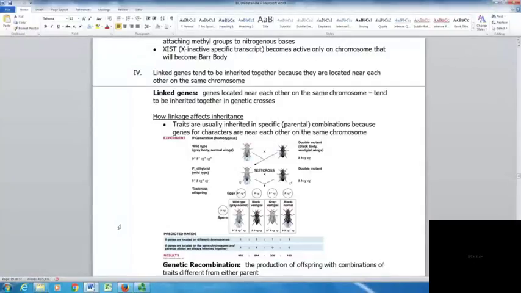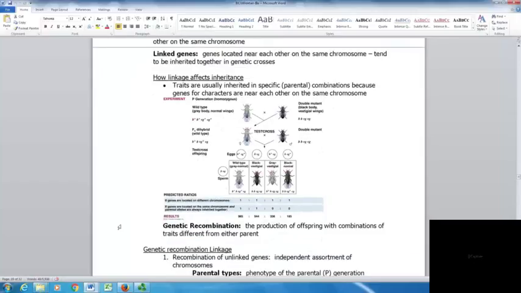So how this affects inheritance is that traits are usually inherited in specific parental combinations. The reason for this is that genes for characters that are near each other on the same chromosome will have a tendency to be inherited together. Genetic recombination is the production of offspring with combinations of traits different from either parent.